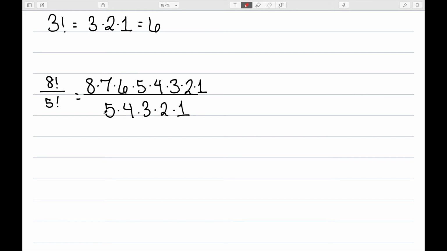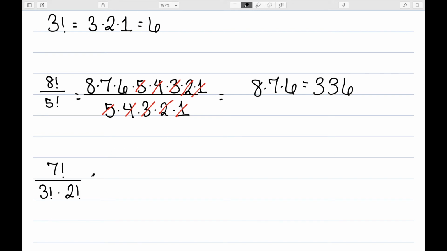And I can go ahead and cancel some of this stuff. I have a 5 on the top and the bottom, a 4, a 3, a 2, and a 1. So I'm left with just an 8 times 7 times 6, which is 336.